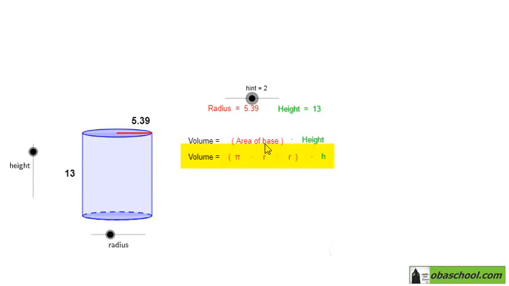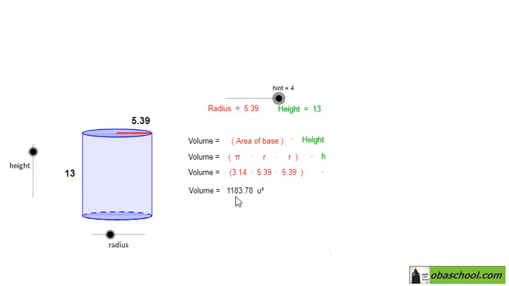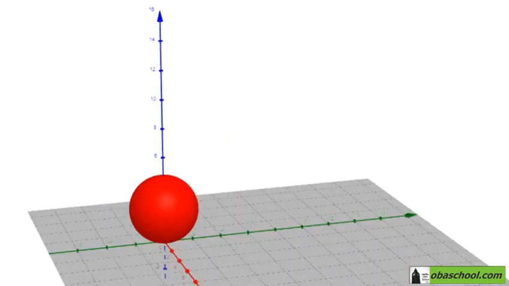The area of the base, which resembles a circle, is equal to pi multiplied by r squared. In this example, we substitute the terms. Pi is 3.14, the radius r is 5.39, it's marked here, and the height is 13. The answer is 1183.78 unit cubed. The volume of the sphere is equal to 4/3 pi r cubed.